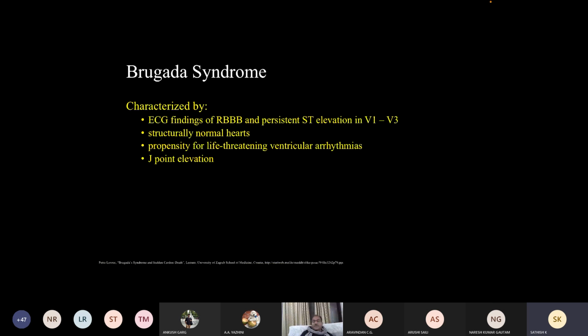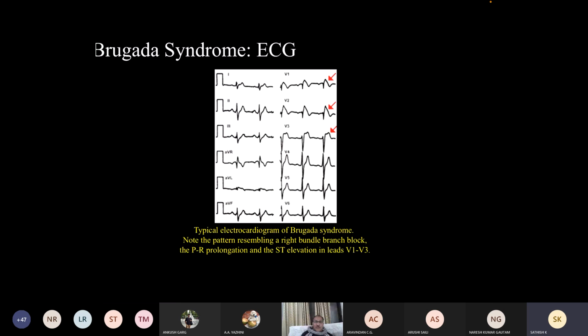Then coming on to Brugada syndrome, this is also a congenital syndrome. Here this is a sodium channelopathy. Here there will be ST elevation.